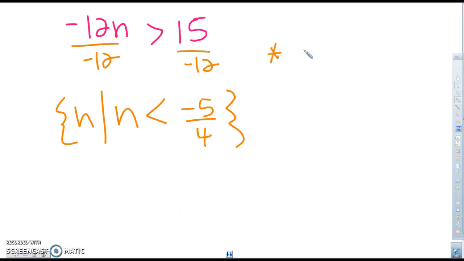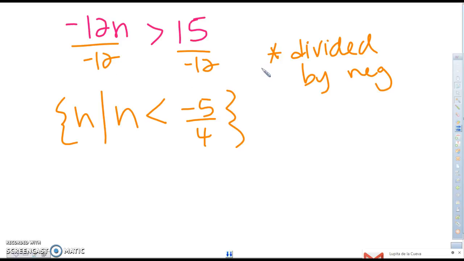So the sign flipped because I divided by a negative. Okay? Pay attention to those negatives. Now that doesn't mean if there's a negative in the problem, I flip it. It's just if I multiply or divide by a negative.